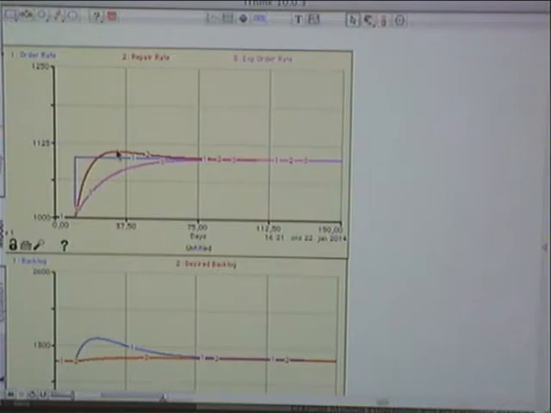Now comes an interesting technical question, which only system dynamicists understand. And the question is, when does the production reach its maximum? Is it exactly when the difference between desired backlog and backlog is at the maximum? Is it before that, or is it after that?